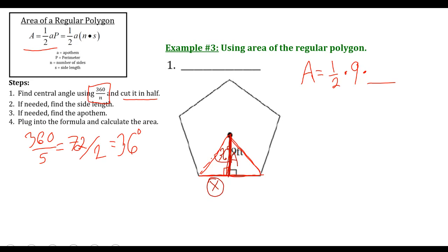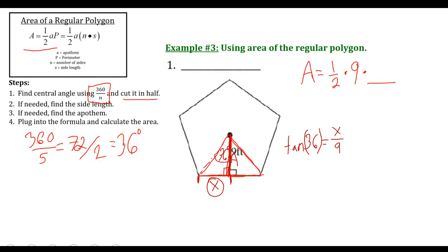So let's use SOHCAHTOA tangent of 36 degrees equals the opposite. Well, we don't know the opposite, so that's going to be x. We know the adjacent, that's 9. And now we can solve for what that side is. Cool. And we're just talking about this side right here. Okay, so notice that real quick.